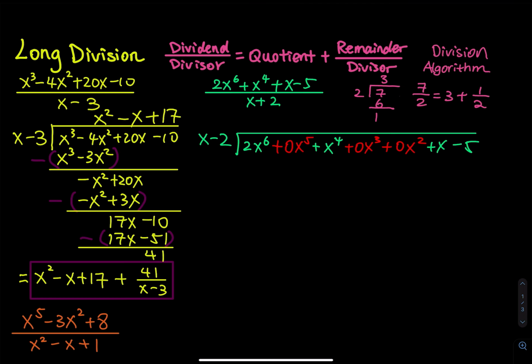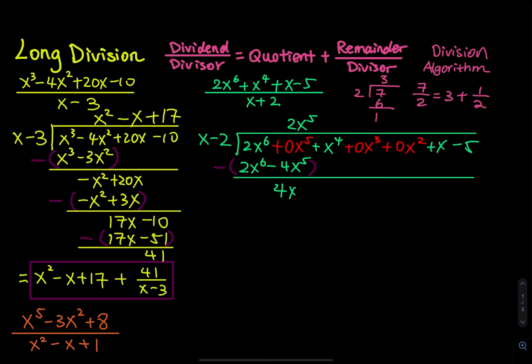Okay, first term. We have to use a 2x to the fifth because that times x is 2x to the 6th, and then minus 4x to the fifth. All right, and then you draw a line, you subtract that. 2 minus 2 is gone, 0 minus 4, you have a plus 4x to the fifth. Pull another term down, and then you have a 4x to the fourth power. That times x gives you a 4x to the fifth, and then plus 8.